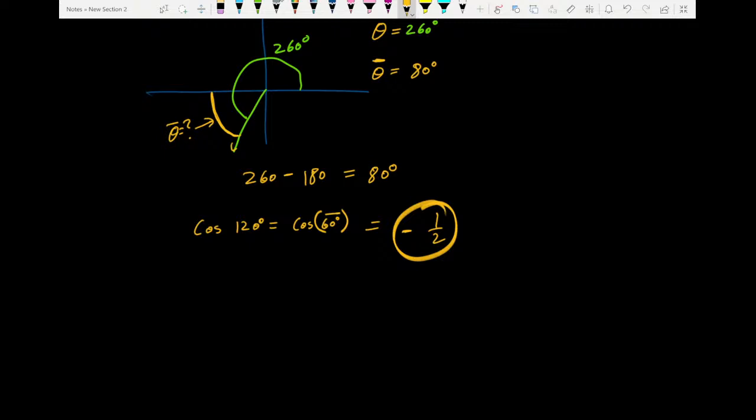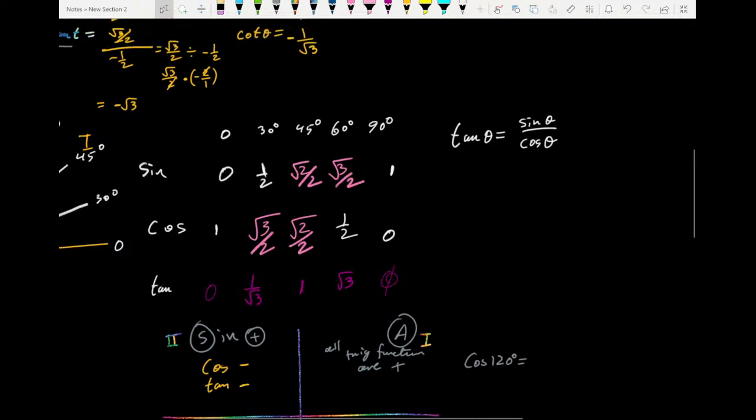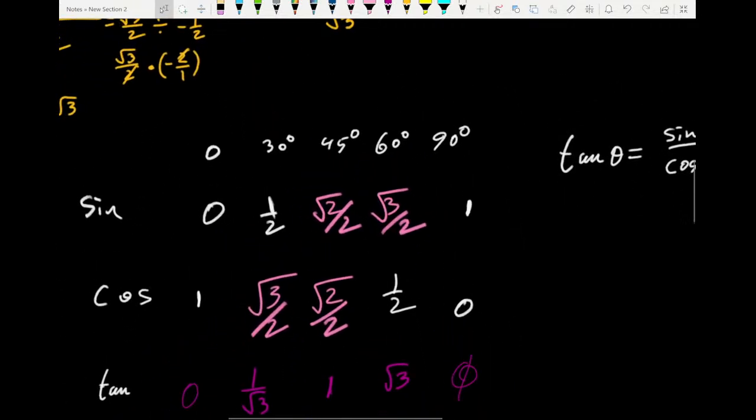Those of you who are using a calculator, make sure you know how to use it in terms of radians or degrees. If you're using degrees, make sure your calculator is in degree mode. If it's in radian, it's radian. Oh, I forgot to do one more thing. Convert these angles into radians.